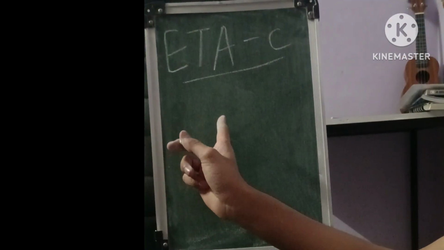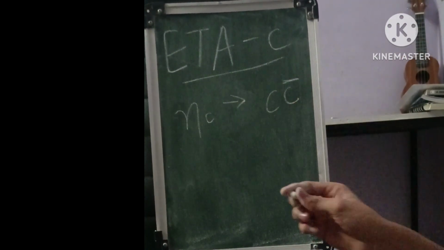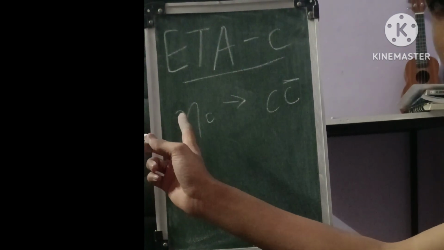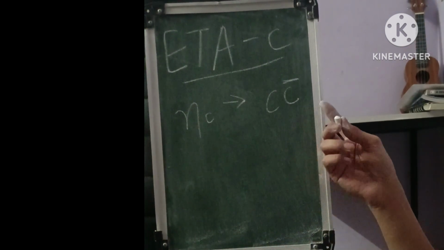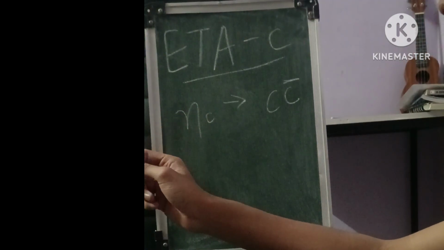Now we have eta c. Its composition is c c-bar, so it wouldn't really matter if I just put anti eta c, because it would be practically the same. Eta c has spin 0 and is neutral.